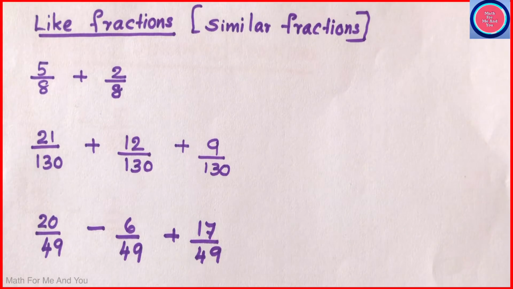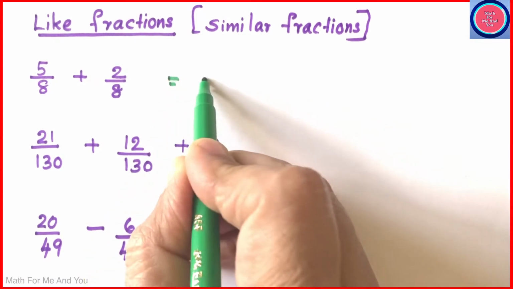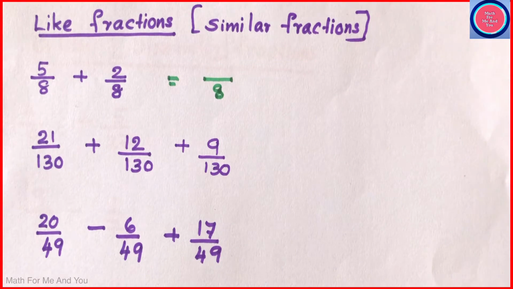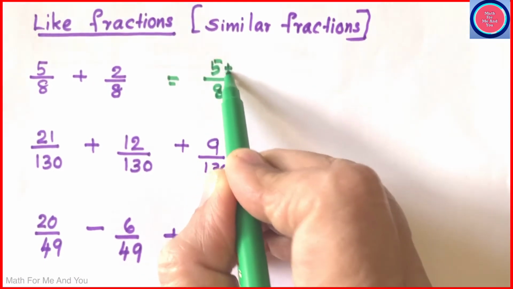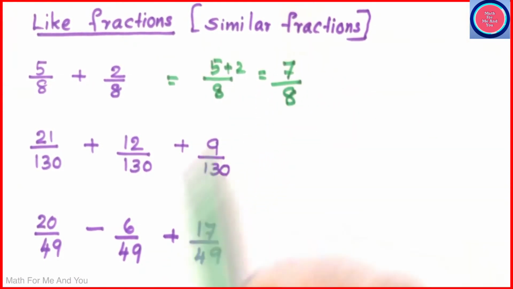Let's practice more with like fractions. All these are like fractions. We want to find the answer. Some questions with addition, some questions with subtraction, some questions together. 5 over 8 plus 2 over 8. Same denominator 8. We write that as the answer's denominator. Now for the numerator we just do addition. 5 plus 2, how much? It is 7. See the answer? Easily we get 7 over 8.